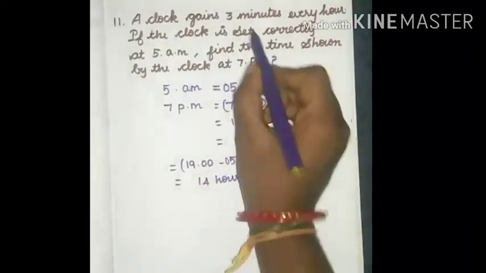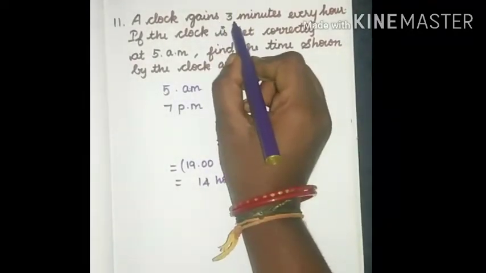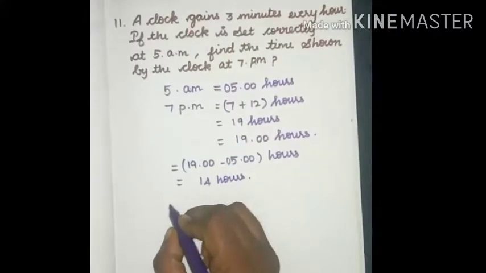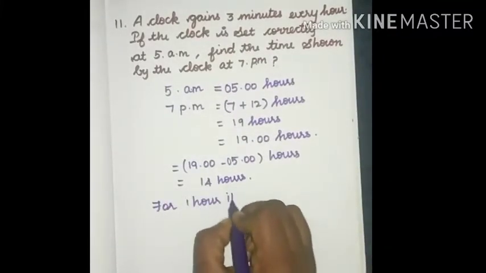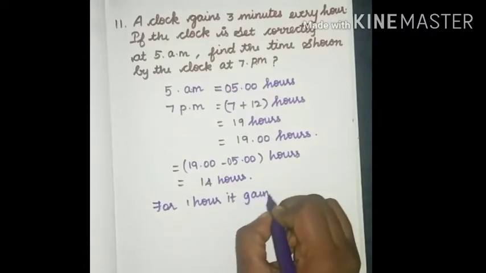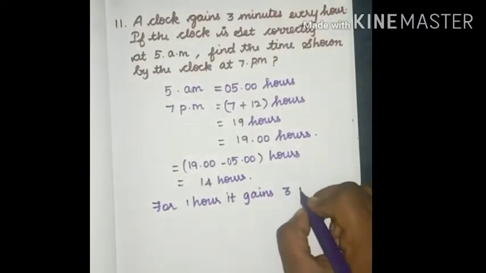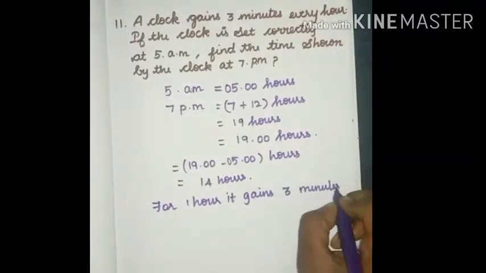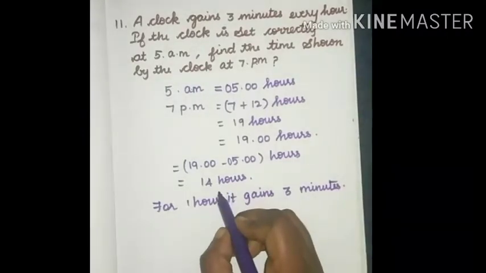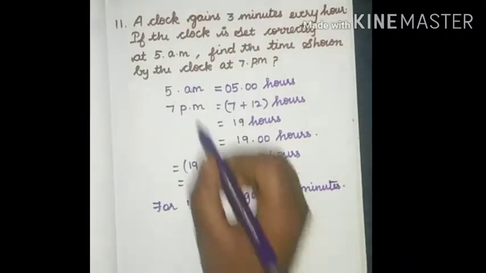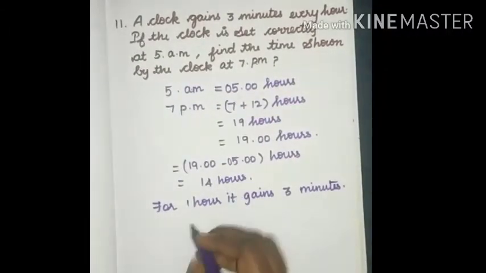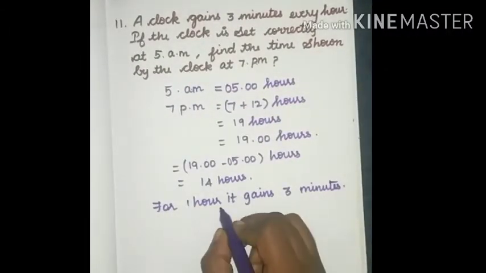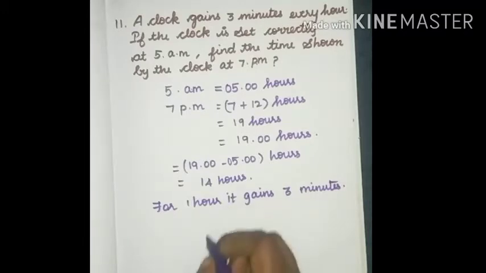And the given question is, for 1 hour it gains 3 minutes. We have to find for 14 hours. The duration of time between 5 am to 7 pm is what? Yes, 14 hours. We have to find how much it increased.